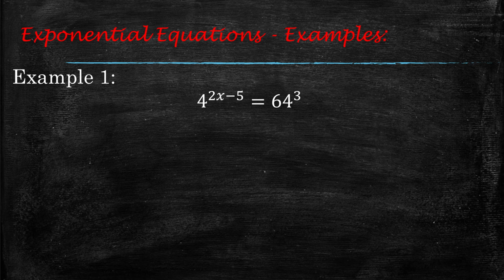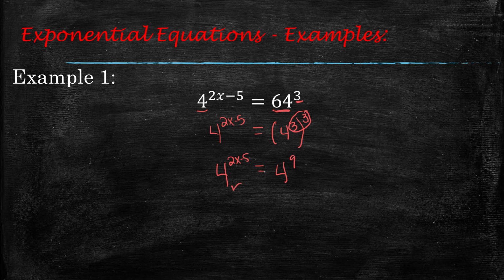So let's look at a few examples. So we have 4 to the 2x minus 5 equals 64 to the third power. Now something that I notice here is that I can get the same base, because 64 is the same thing as 4 to the third power. So you'll change 64 to 4 to the third, but then remember you're going to have that exponent of 3 on the outside. This would stay 4 to the 2x minus 5. When you have a power to a power, you're going to multiply, so that would be 4 to the 9th equal to 4 to the 2x minus 5.